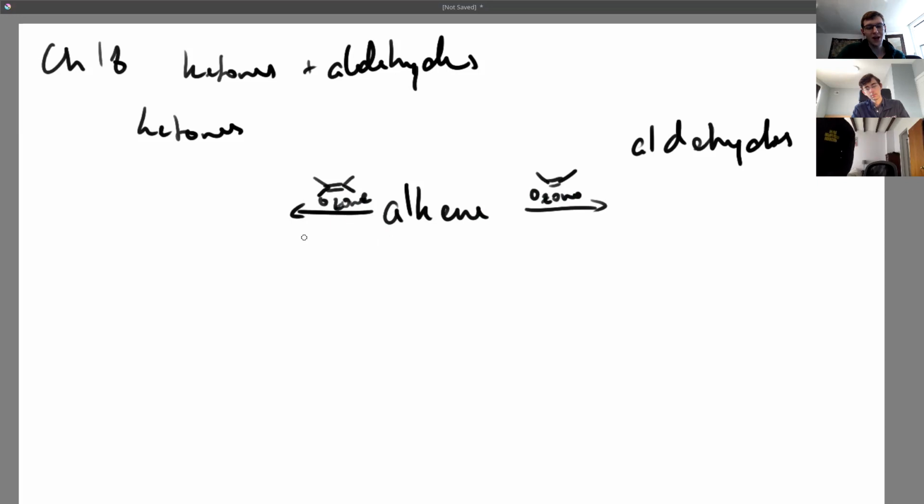In this chapter, you also learned how to go backwards, though. You learned how to take a ketone or an aldehyde and go in this direction. This was a new reaction, and in fact, it's a super strong reaction. It comes up a lot in really subtle ways, or it can be very tricky to recognize when you'll need to use it, but it's a really good reaction for forming carbon-carbon bonds. So what would that be?